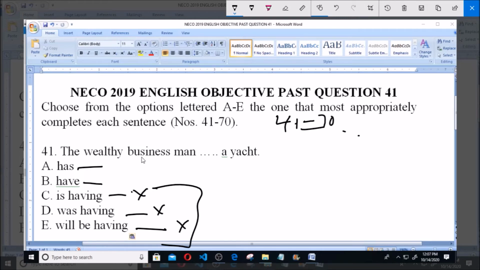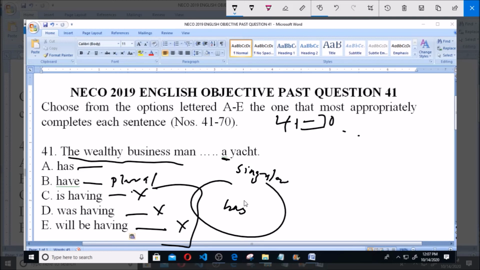Now we cannot say the wealthy businessman have a yacht because first of all, have is plural in nature, and the article A here gives us the picture of a singular noun, because even the noun that comes after the article A is in singular form. Then second, the subject of the sentence, the wealthy businessman, is taking the position of third person pronoun, and in third person we use what we call the singular form.